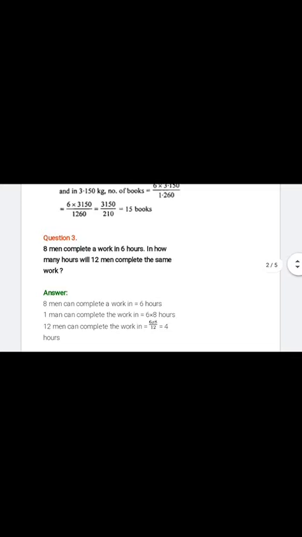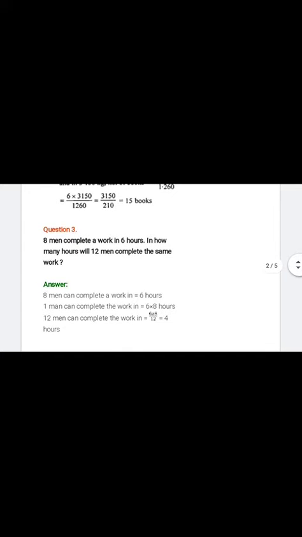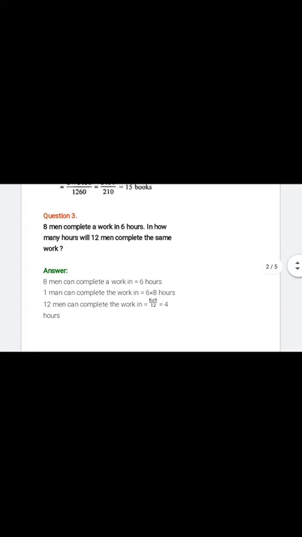The third question is given. 8 men complete a work in 6 hours. In how many hours will 12 men complete the same work? 8 men can complete the work in 6 hours. In how many hours will 12 men complete the same work? So when 8 men can complete the work in 6 hours, 1 man can do the work in 6 into 8 hours.